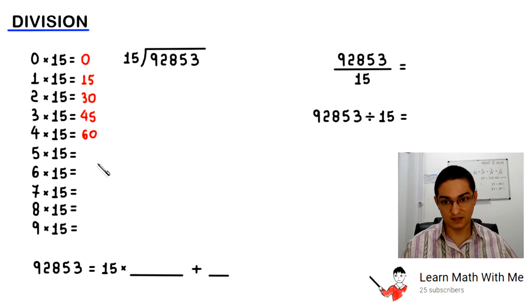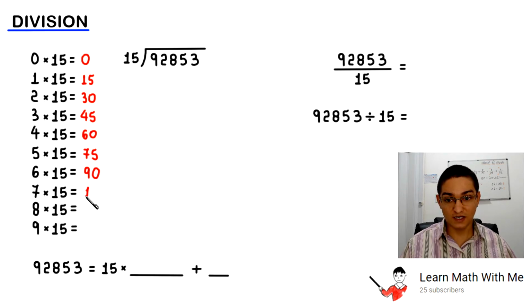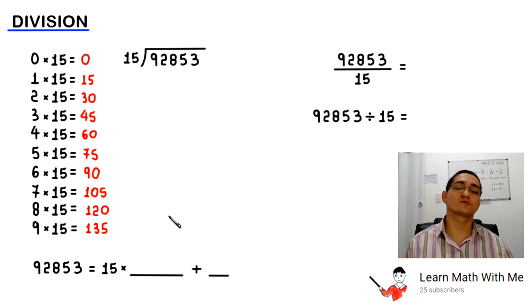Adding 15 more, you find 75, the result of 5 times 15. Adding 15 more, you will find 90, and that is the result of 6 times 15. 7 times 15 equals 105, because that is 15 more than 90. Adding 15 again, you will find 120, the result of 8 times 15. Adding 15 more, you will find 135, the result of 9 times 15. And these are all the results we need.